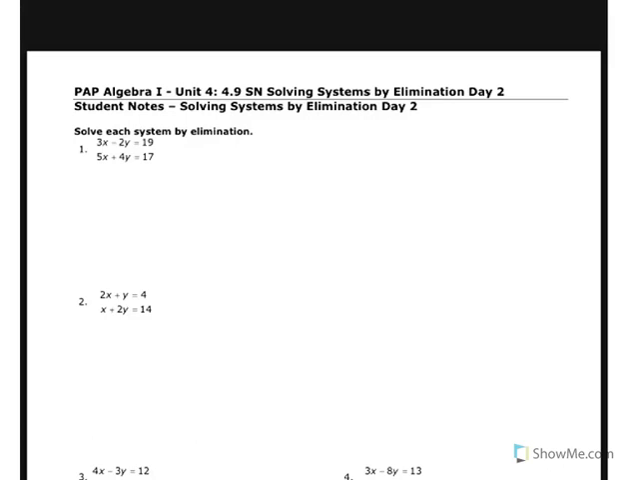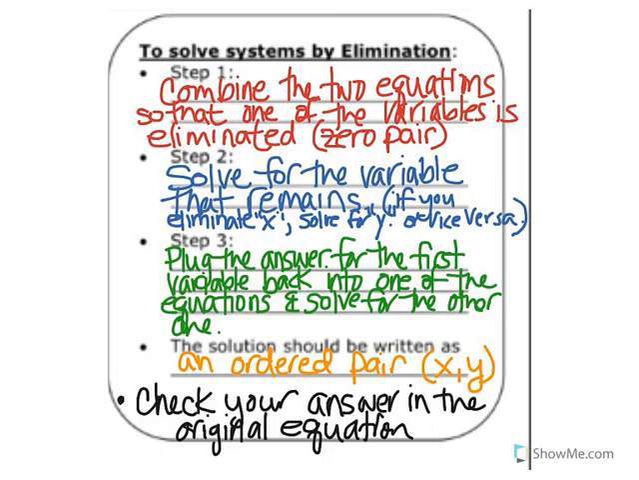This is Algebra Lesson 4.9, Solving Systems of Equations by Elimination, Day 2. Now, by way of reminder, I want you to see the steps that we did yesterday on solving a system by elimination. We combine the equations and eliminate one of the variables. Then the variable that's left in the equation, we solve for that.